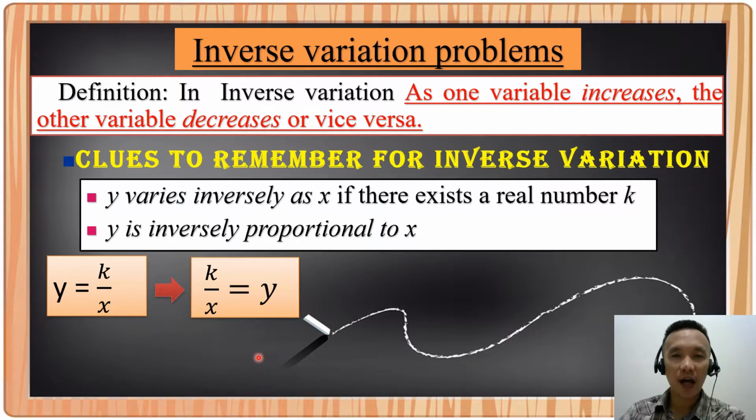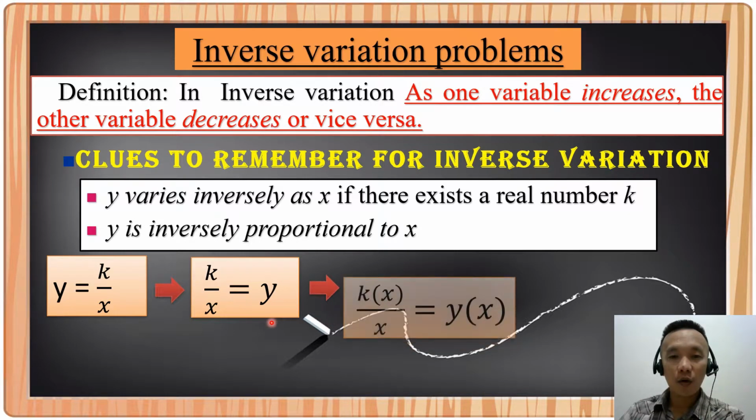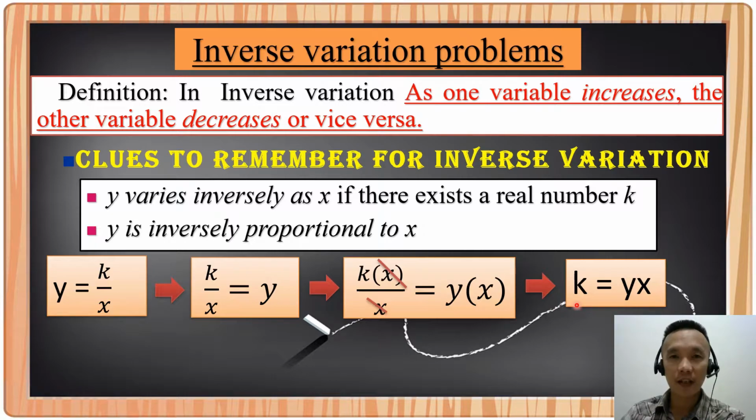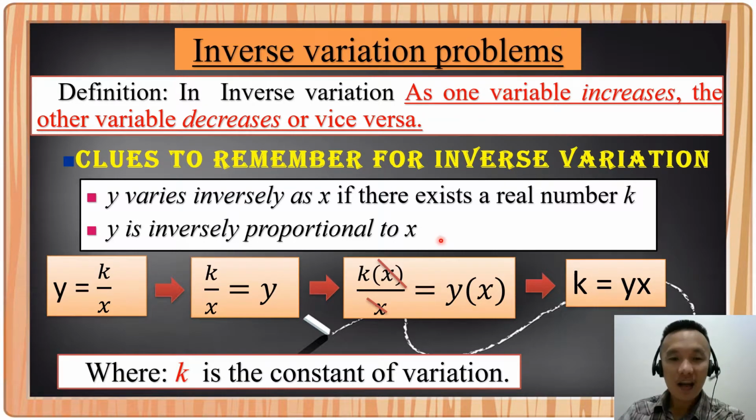If we are going now to find our constant of variation, this formula y equal to k over x, we can just rewrite it as k over x equal to y. After that, we are going to multiply all sides by x so that we can eliminate the x in our denominator and our numerator. So what will remain is the letter k. So our constant formula for inverse variation will be k equal to y times x, where k is our constant of variation.